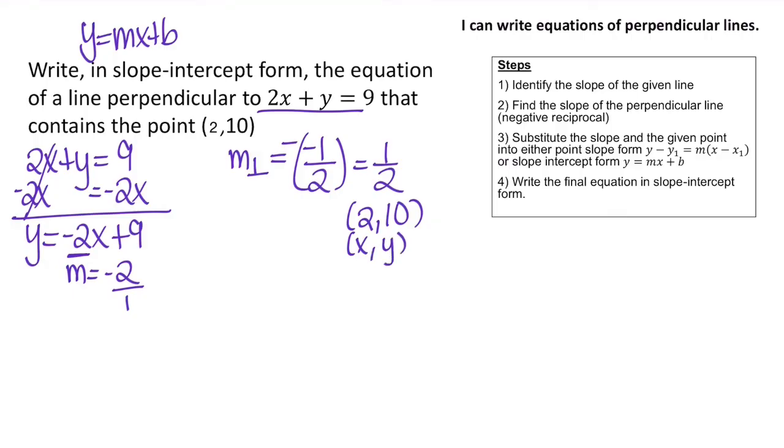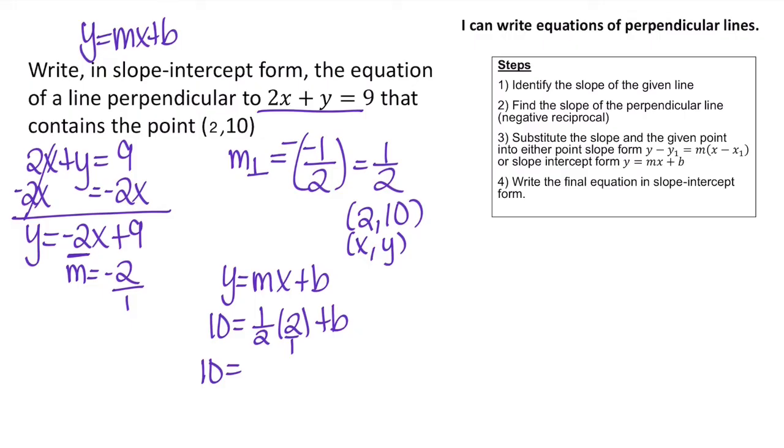I'm going to do this in slope-intercept form because that's how I prefer to do these problems. So we have 10 equals 1/2 times 2 plus b. 1/2 times 2 is 1. So we have 10 equals 1 plus b. To solve for b, we subtract 1 from both sides, and we get 9 equals b.